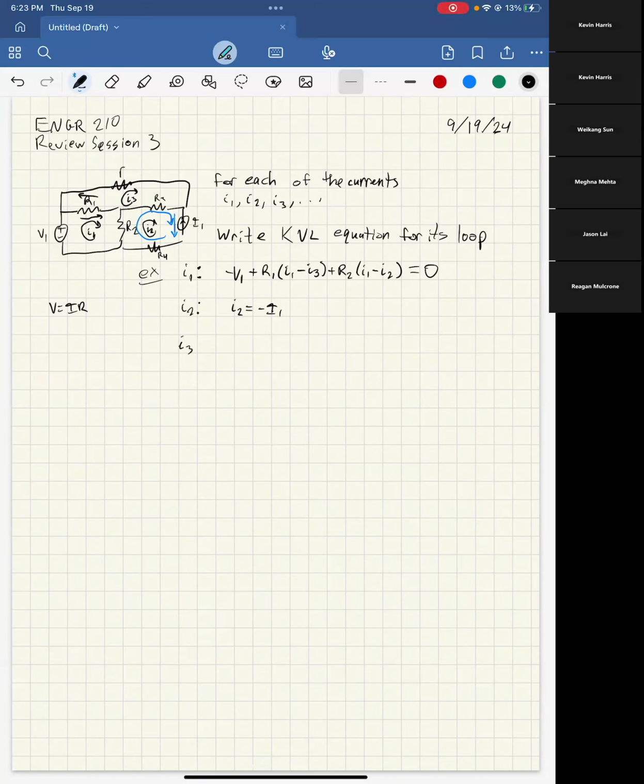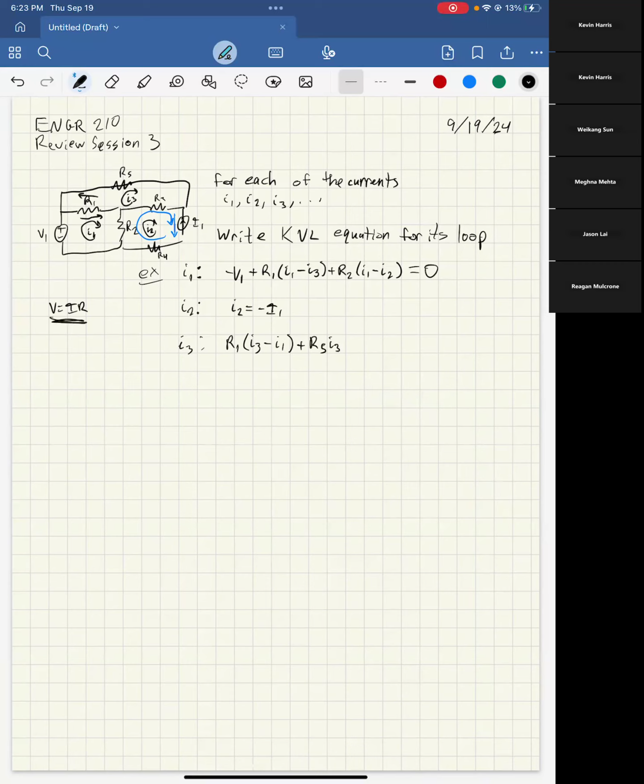It's going to be like R5. And what you'll find is that this I3 loop is going to have some similar terms to that first loop that we wrote. I'll start with the R1 resistor. So it's going to have R1. Now I3 is positive because we're looking from the perspective of I3. So I3 minus I1 plus, let's do R5 next. R5 is only affected by I3, so it's just simply R5 times I3.